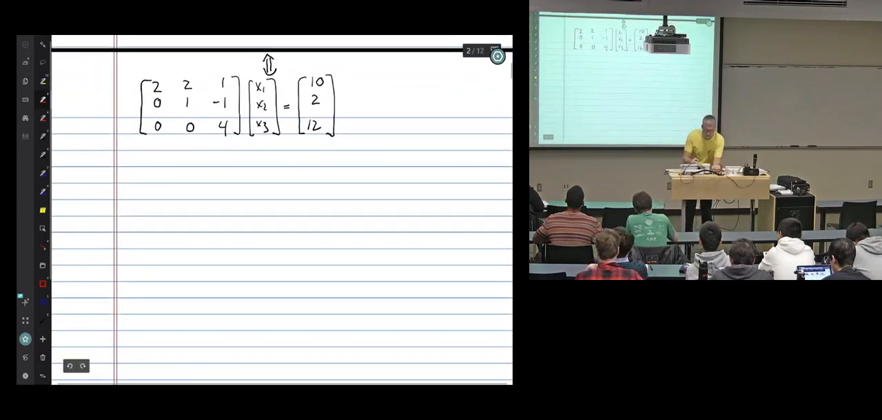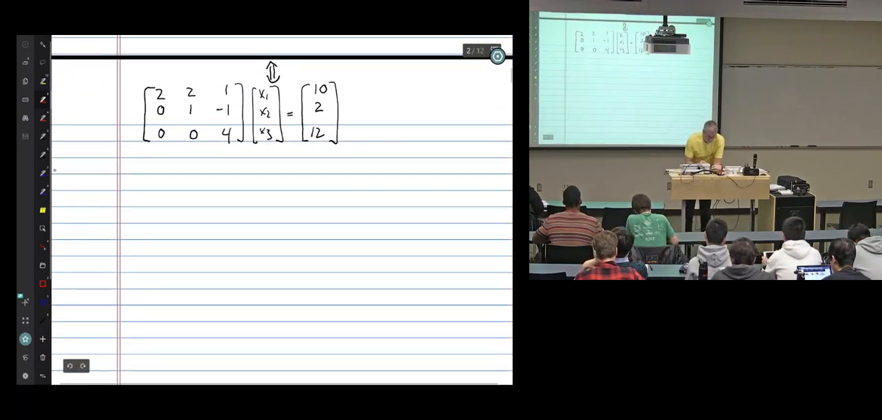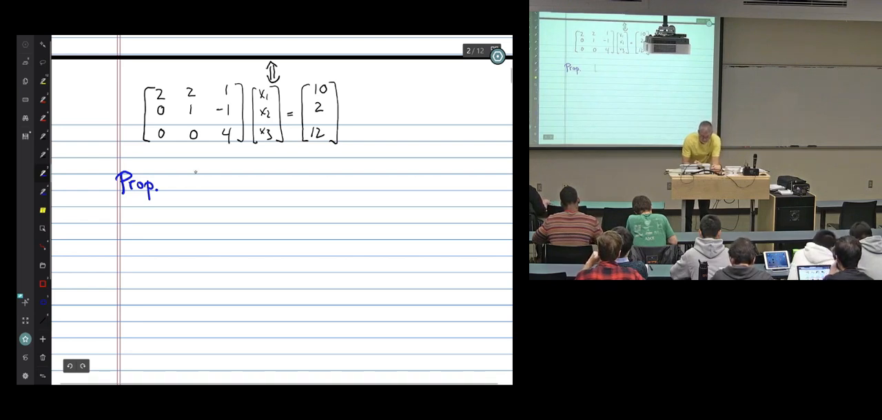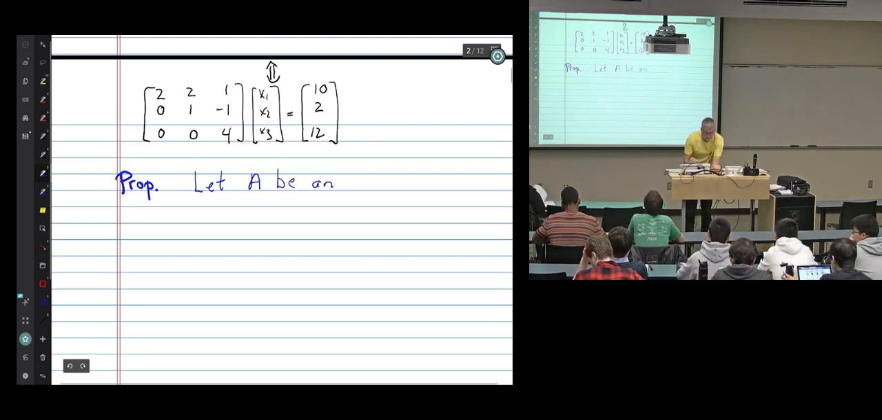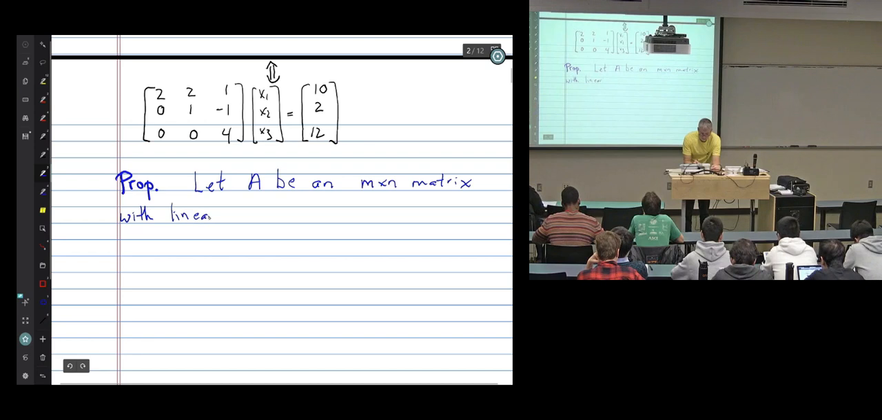So let's do the QR factorization. Proposition. Let A be, and let me get the size here, M by N matrix with linearly independent columns. So the rank of A is equal to N.